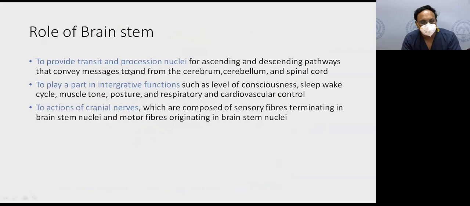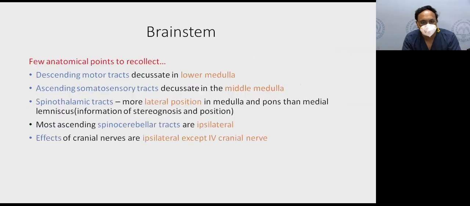And what is the role of the brainstem? The role of the brainstem is to provide transit and nuclei for ascending and descending pathways that convey messages to and from the cerebrum, cerebellum, and spinal cord. It also has a part in integrative functions such as level of consciousness, sleep-wake cycle, muscle tone, posture, respiratory and cardiovascular control. And the main thing is the action of the cranial nerves, which are composed of sensory fibers terminating in the brainstem and motor fibers originating in the brainstem nuclei.